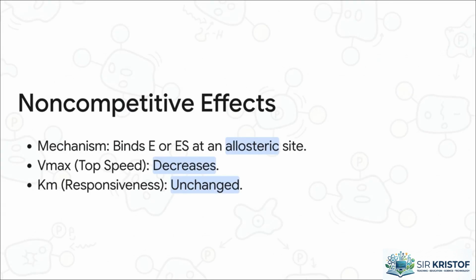And this totally different mechanism has a completely different result. Because some of the enzyme molecules are essentially taken out of commission, the overall top speed, Vmax, has to go down. You just can't work as fast with fewer functional enzymes. But, and this is key, the responsiveness, the Km of the enzymes that are still working, is totally unchanged. Their ability to grab the substrate is just as good as it was before.